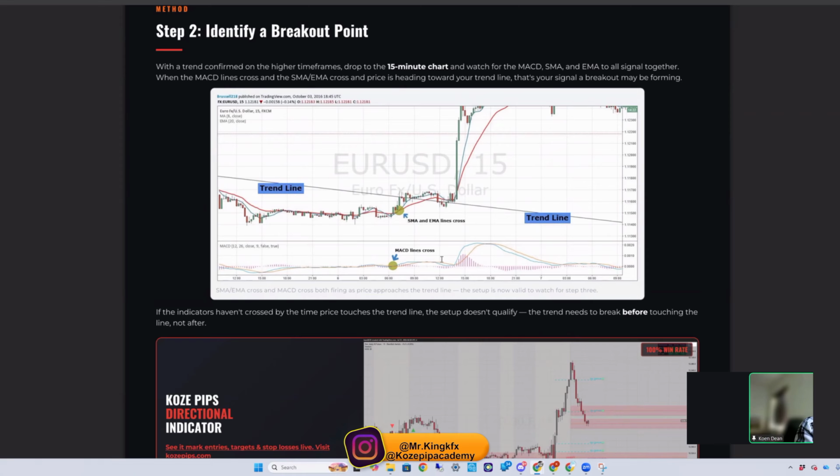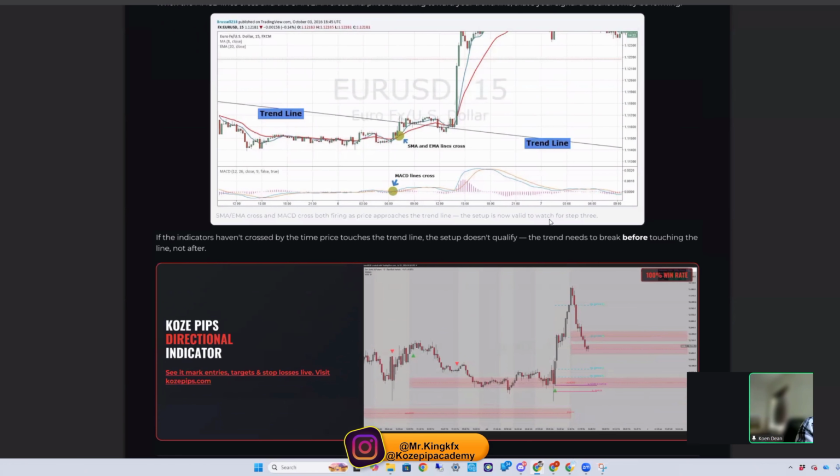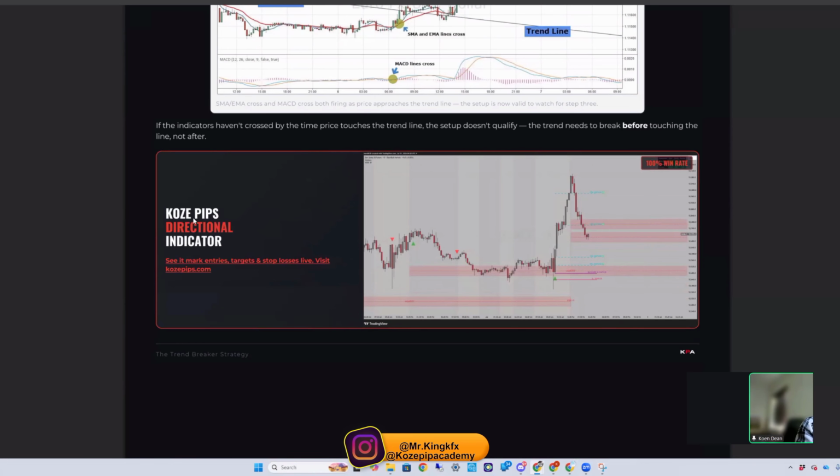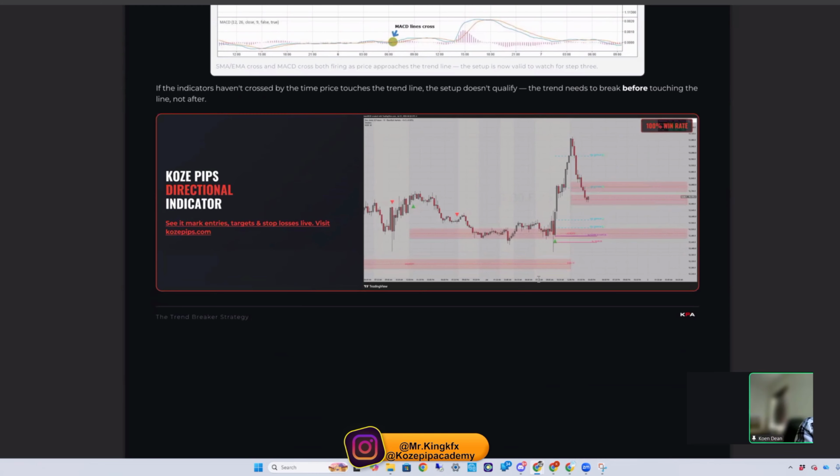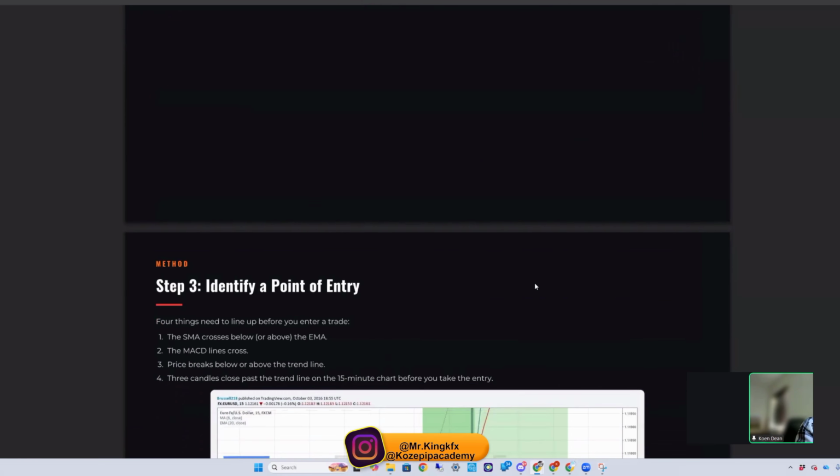Your Koze cross has the EMA already. We just don't have a MACD. So you might have to put a MACD indicator on your screen, but we do have the Koze cross where you can see that cross line. And then we're going to be able to see once we break our trend line and we're above our cross. If you have a MACD, then that's just an extra confirmation, and that gives you more confidence in getting into that buy signal once you get your 3 candle closes, right? So Koze Pips directional indicator, it's going to show you that regardless. So you're going to be fine. You're going to get your trade signal entry, your take profit levels, and your stop loss levels. So everything is set there for you, and removing the guesswork.